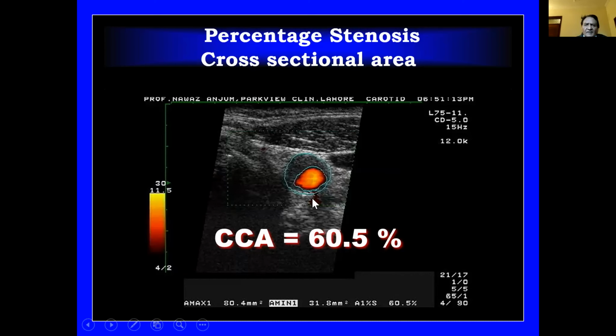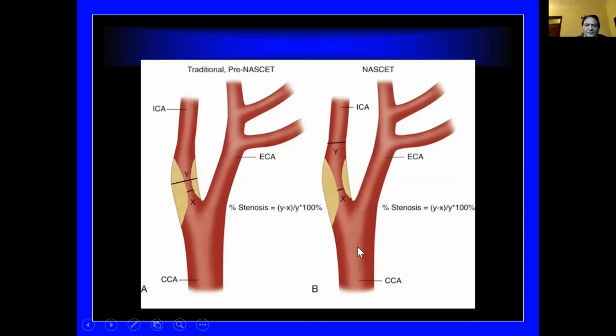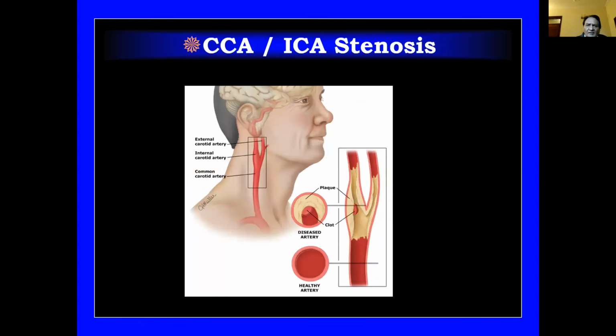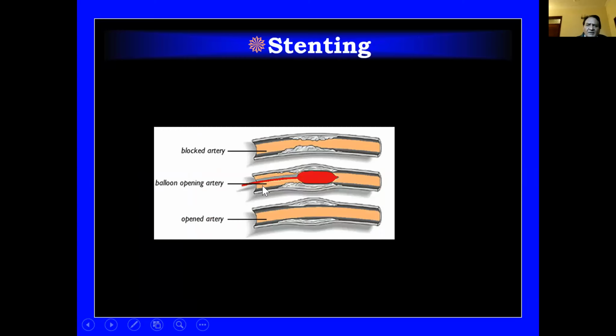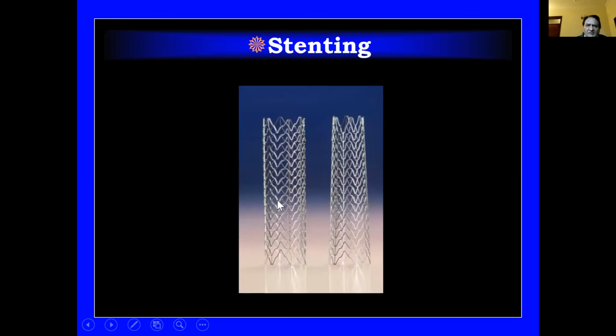Like here, first the total lumen, then the patent lumen, 60.5%. Now we come to the plaques here, and most people are doing stenting or angioplasty. Some people are doing endarterectomy. So that's the angioplasty being done. And these are the stents.